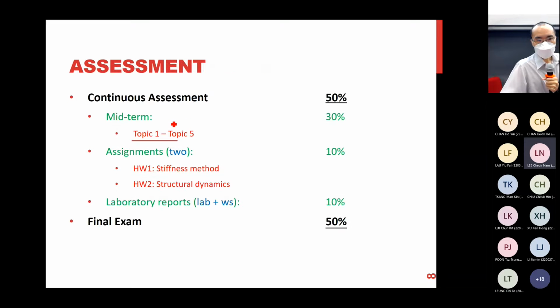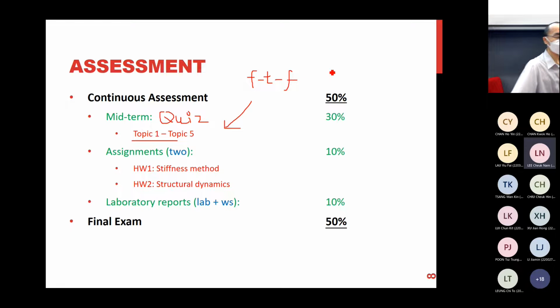About the arrangement of the quiz. At this moment, we expect to have a face-to-face quiz. So students need to come back to the campus to join the quiz in face-to-face mode. At this moment, this is the arrangement for the quiz. For lectures and tutorials, you can join using MS Teams, doesn't matter. But for the quiz, you have to come back to join. Okay, quiz face-to-face.